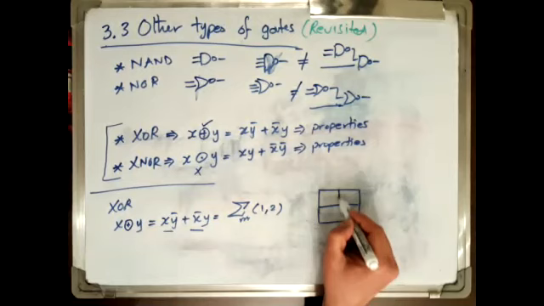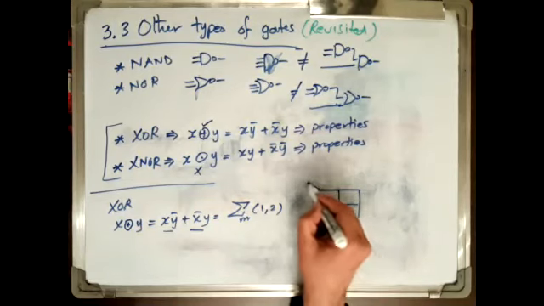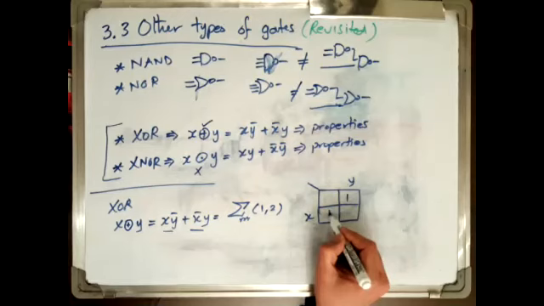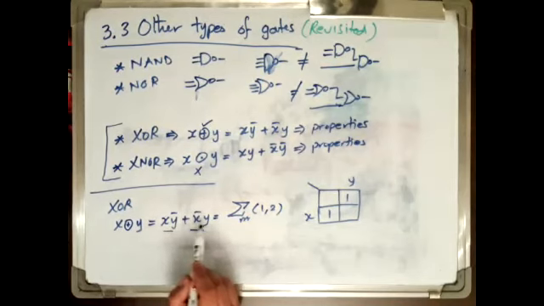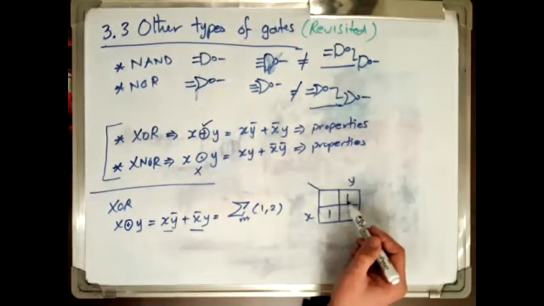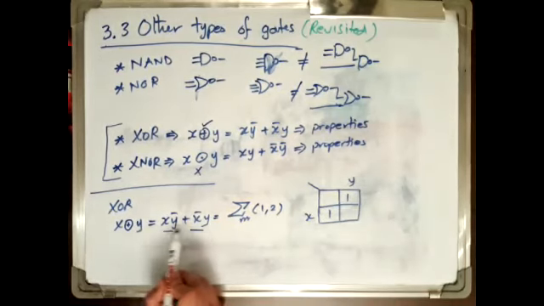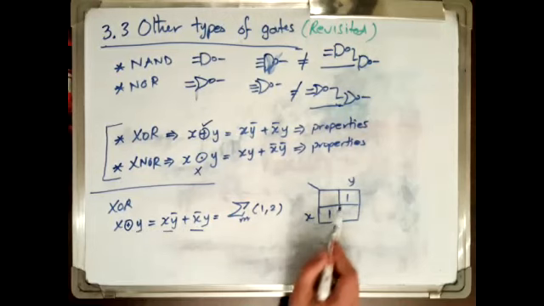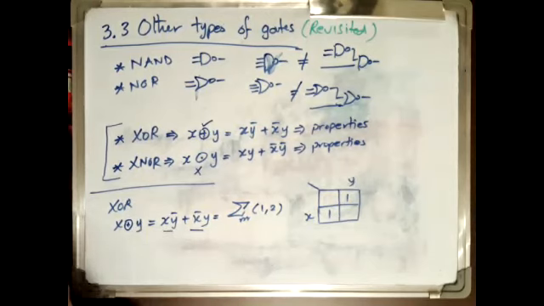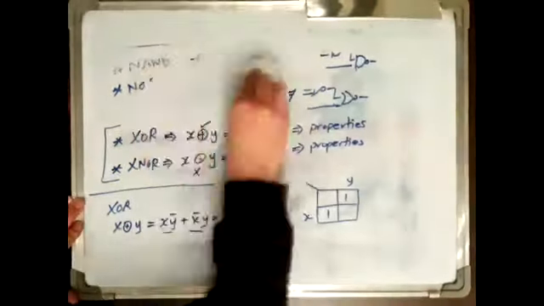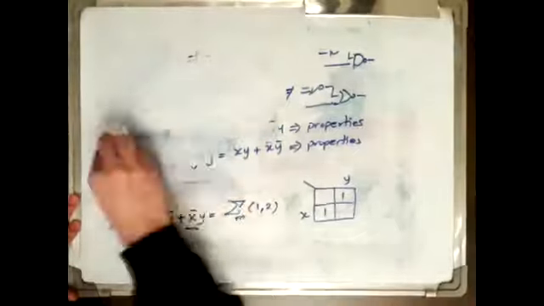If we draw the map, this is X, this is Y, this is minterm 1, this is minterm 2, and it is clear from the map and from the logic expression that this cannot be simplified any further. And it is clear from the minterms that this function is 1 when only one of the input variables is 1. Okay? Now let's consider the three variable case for the XOR.